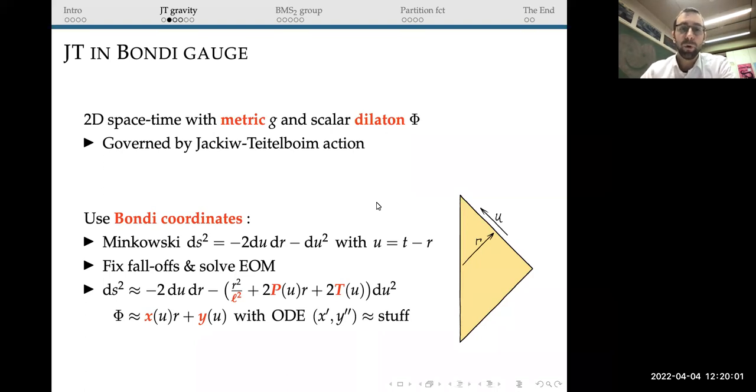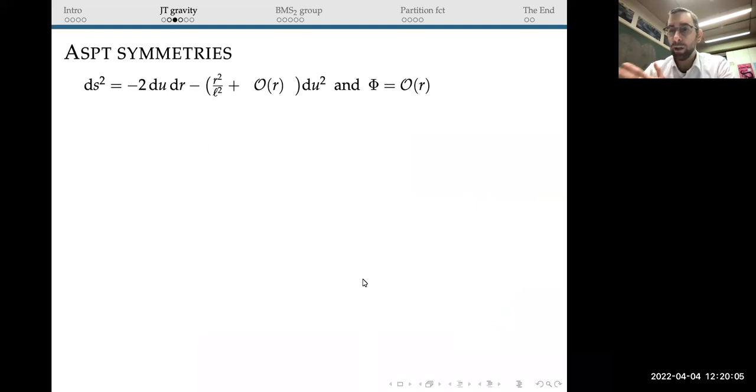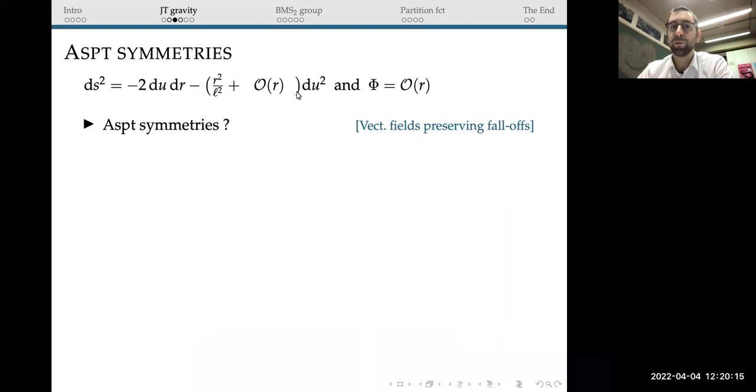Okay, so this is the solution of the equations of motion given these falloffs, but now regardless of the equations of motion, you can ask what are the asymptotic symmetries that preserve those falloffs? And again, this you can ask off shell. So you literally look for the vector fields that preserve these falloffs under Lie derivation. And the result that you find turns out to be this.